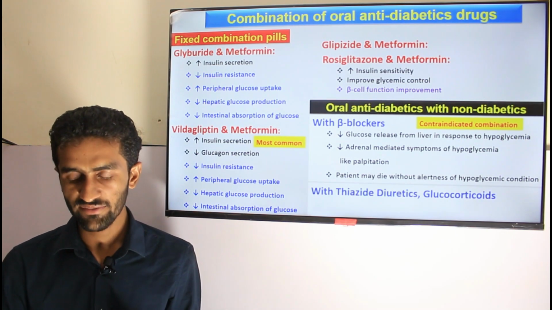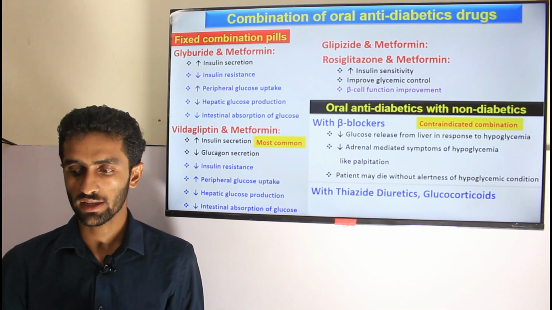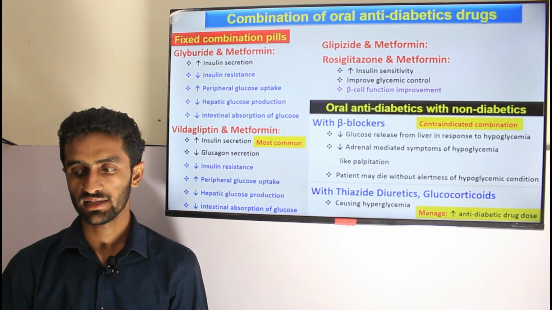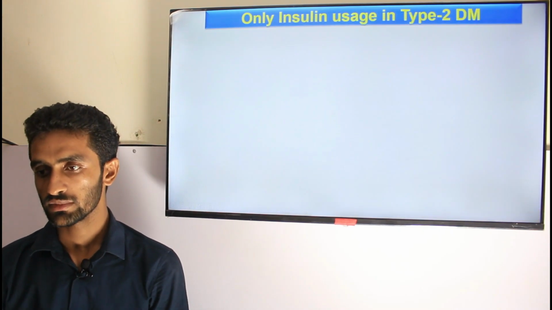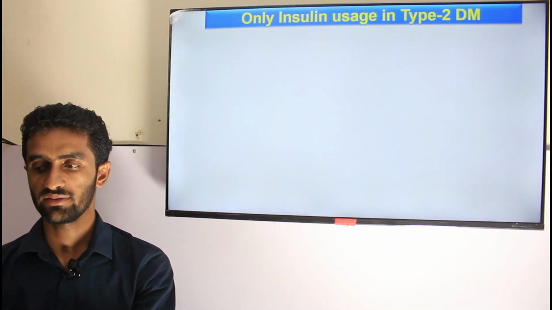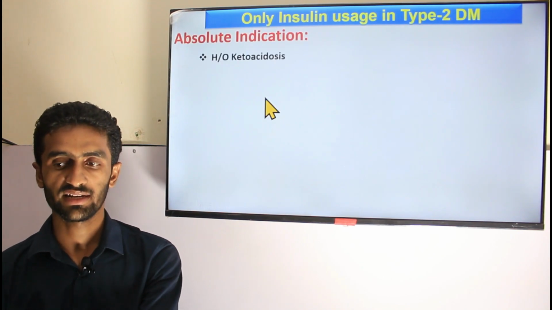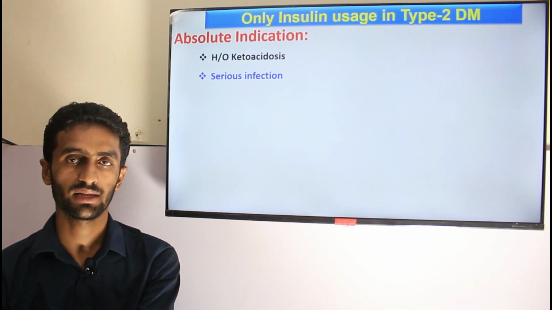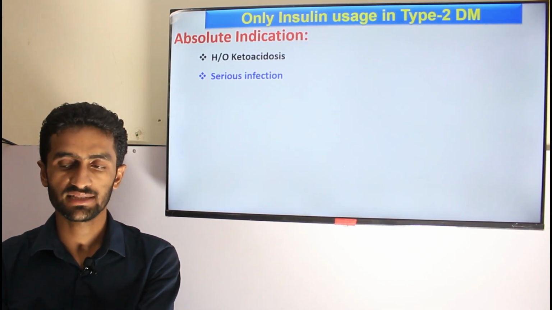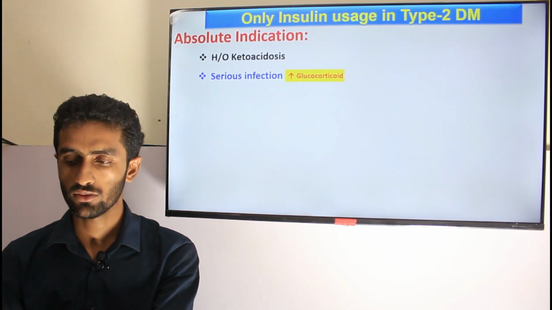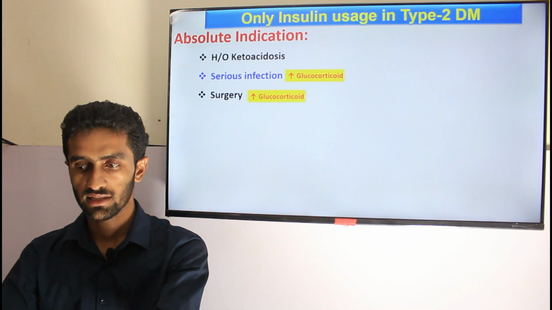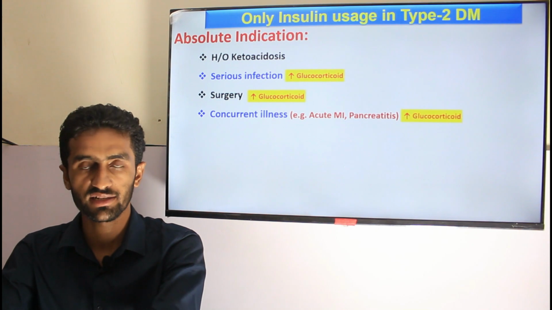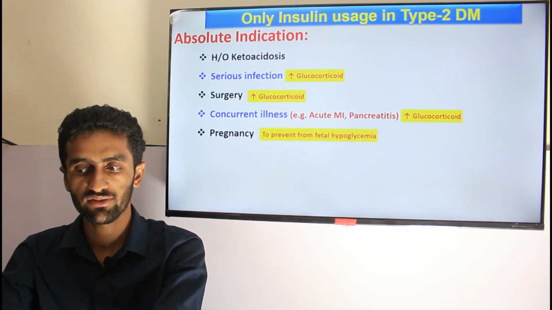And the other, if someone is taking the thiazide diuretic and a glucocorticoid, which cause hyperglycemia, in this condition you should manage by increasing the drug dose. Now, the conditions for insulin-only usage are advanced conditions, especially when there is a history of ketoacidosis. Ketoacidosis tells you that most of the pancreatic beta cells are non-functional. Also serious infection because of a high glucocorticoid, stress condition, surgery condition, concurrent illness like acute pancreatitis, increased glucocorticoid, and pregnancy to prevent fetal hypoglycemia.